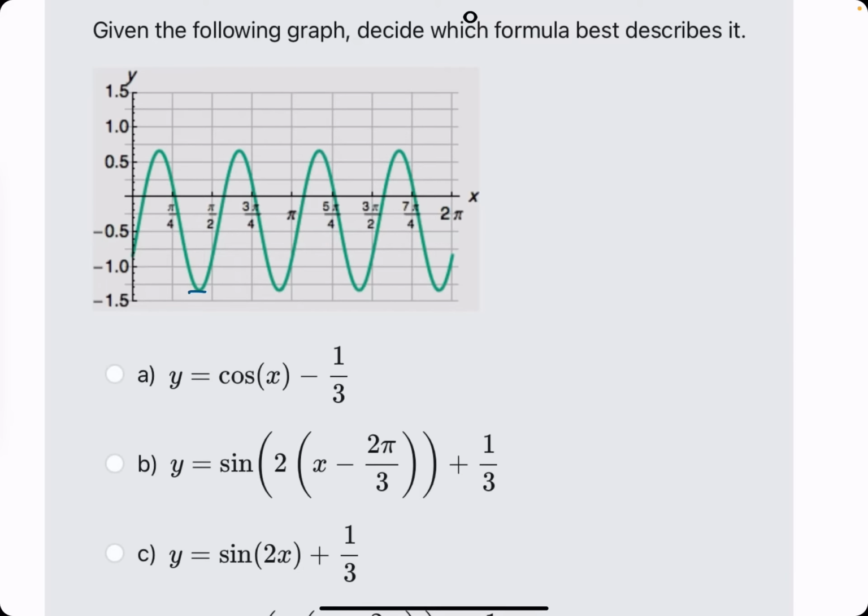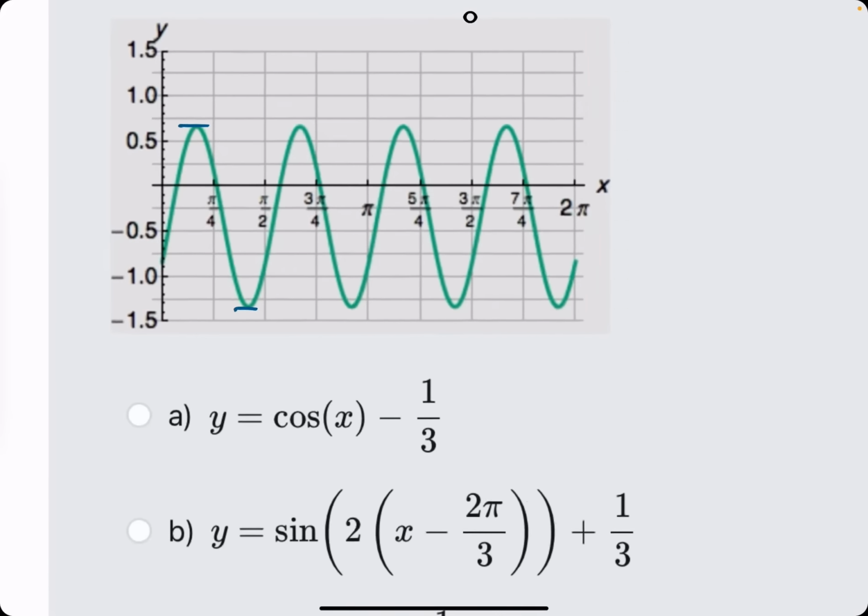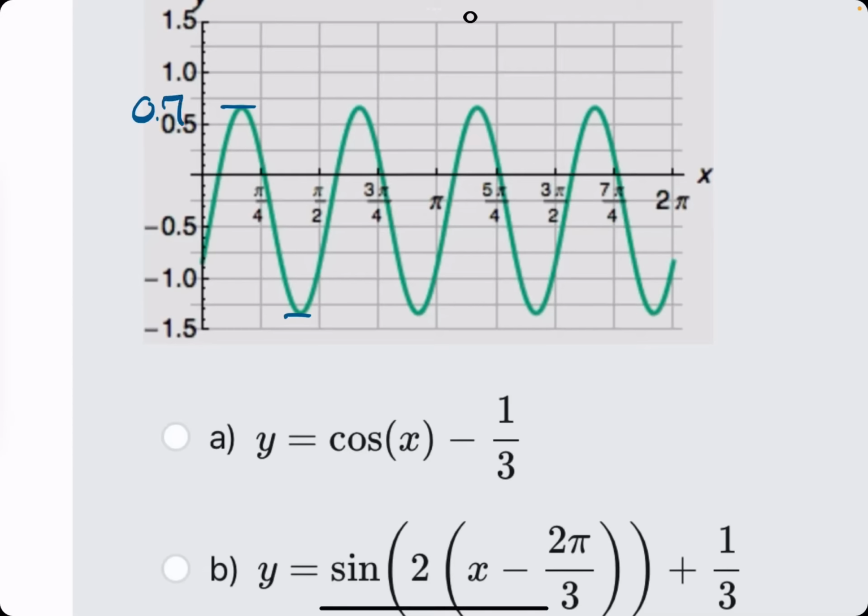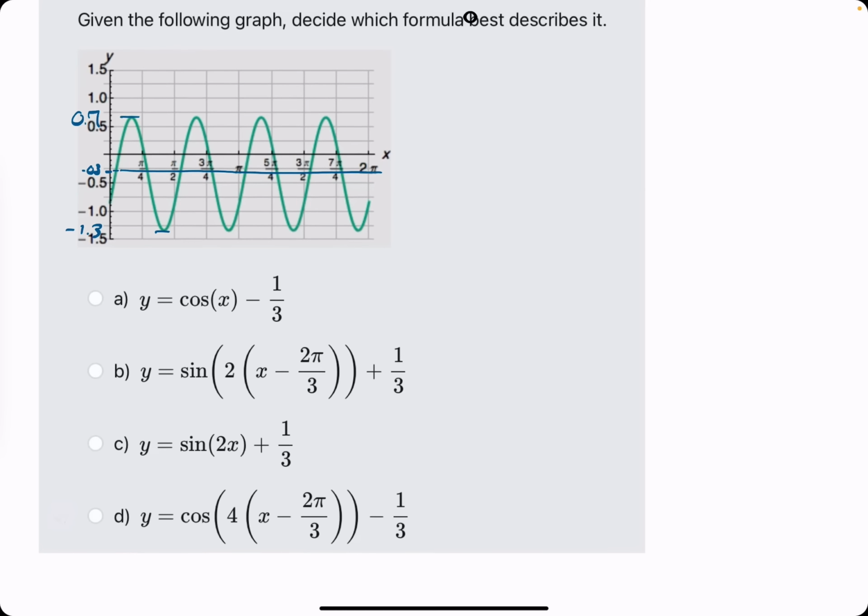We have this and then that. Well, that's not very helpful, is it? Whew, that's like 0.7. And then this is maybe like negative 1.3. And I think they might both be 1 away from negative 0.3. So negative 0.3 would be right here, I think. It's a little rough, but hopefully you see what I'm trying to say here. All right, so this little midline is roughly negative 0.3.